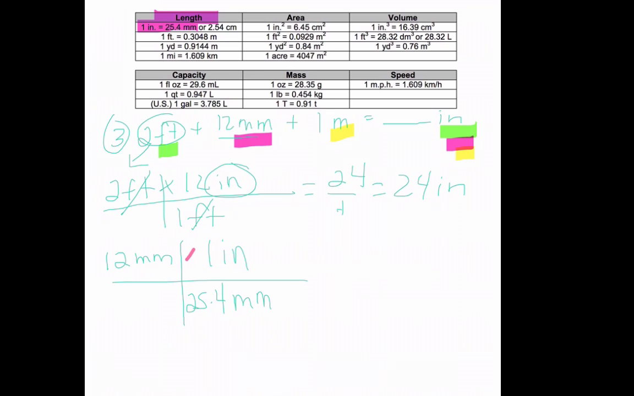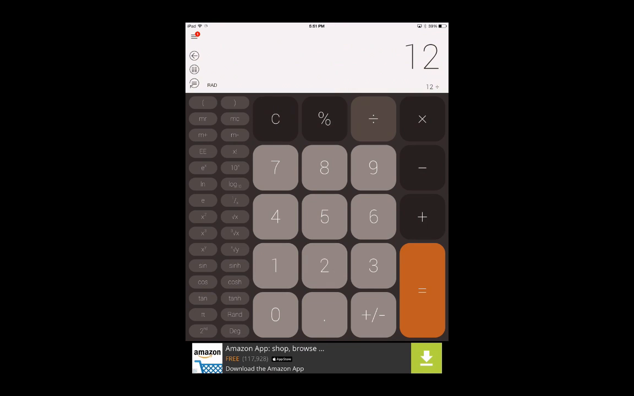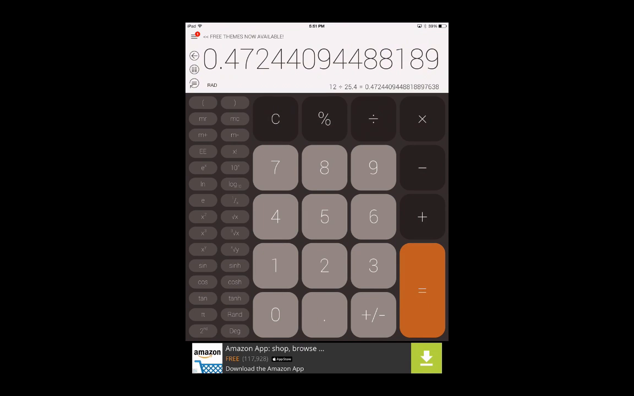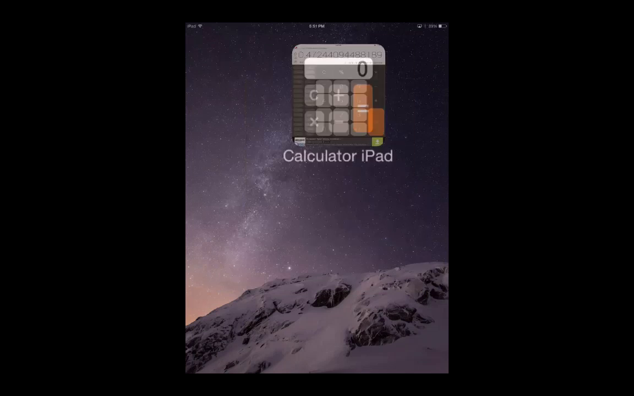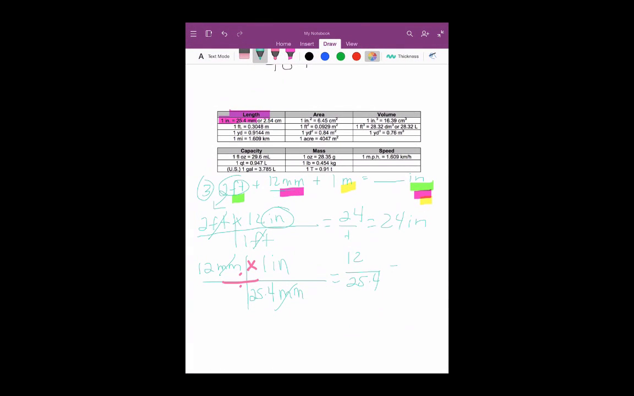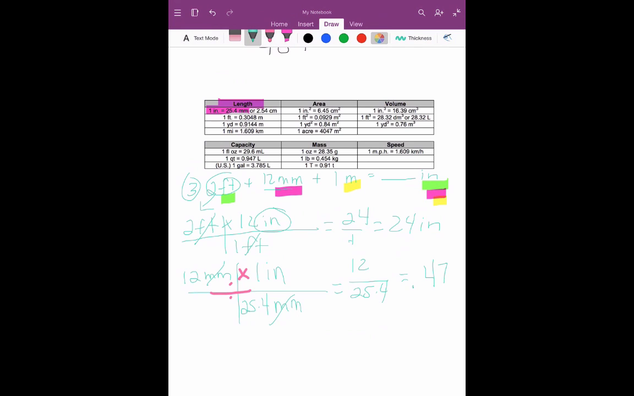The next thing we need to do, multiply across the top, divide by the bottom, which is going to give us 12 divided by 25.4 millimeters, bam, bam, we're left with inches. When we take 12 divided by 25.4, we get 0.47. Again, we're rounding to the nearest hundredth on our problems today. So this is going to be 0.47 inches.